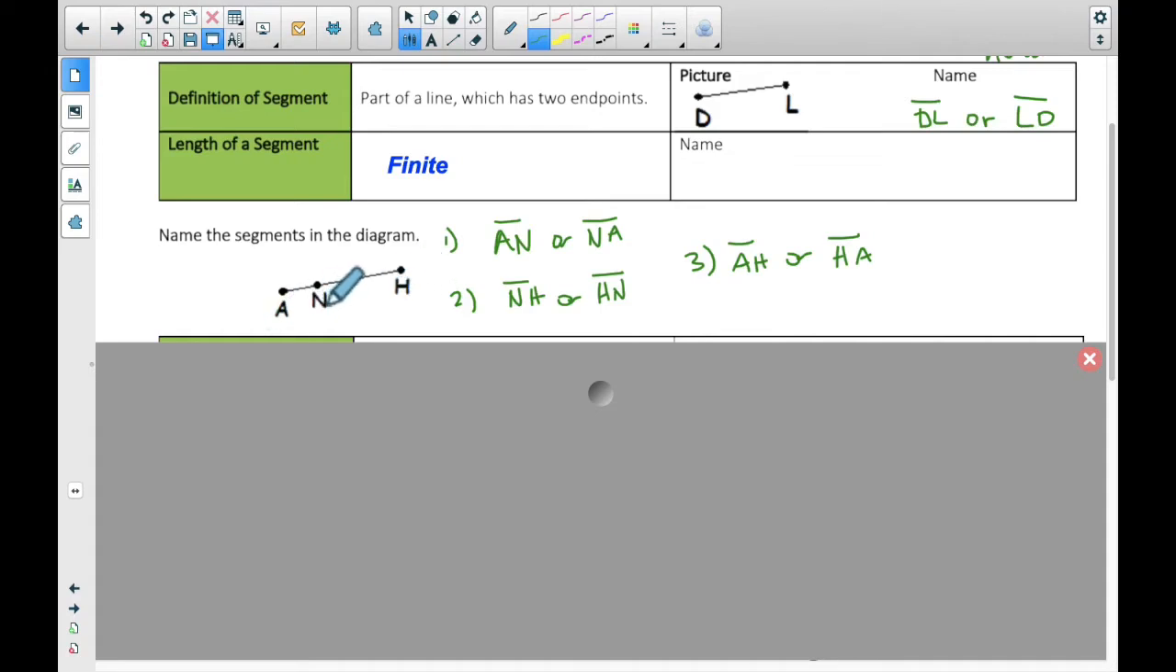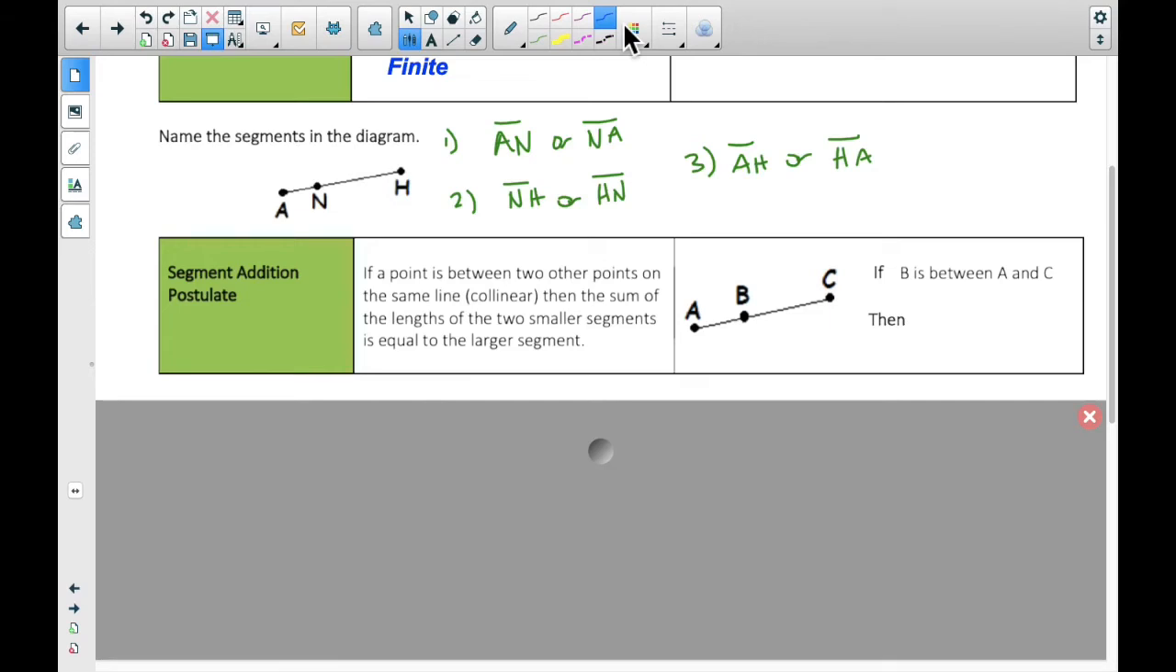If this was a line, if it had arrows on the end, then these would all be the same thing. But segments are finite and they have a specific length to them, so we can't jumble all those together this time. We have to separate them out into three separate things. And that leads us into the segment addition postulate.